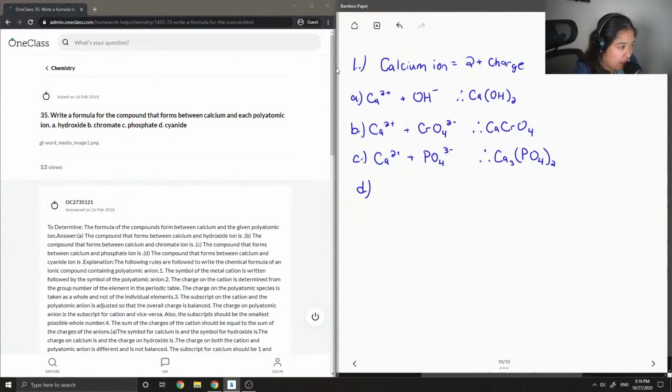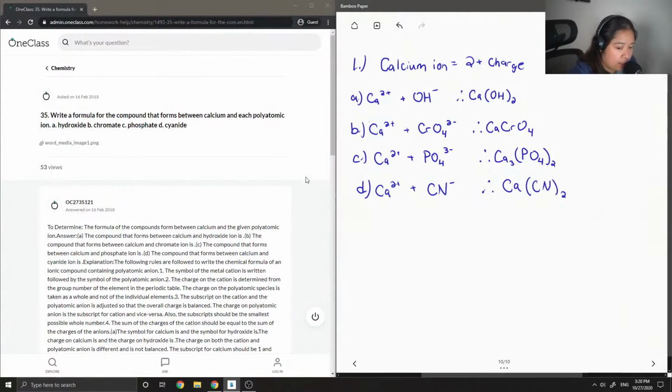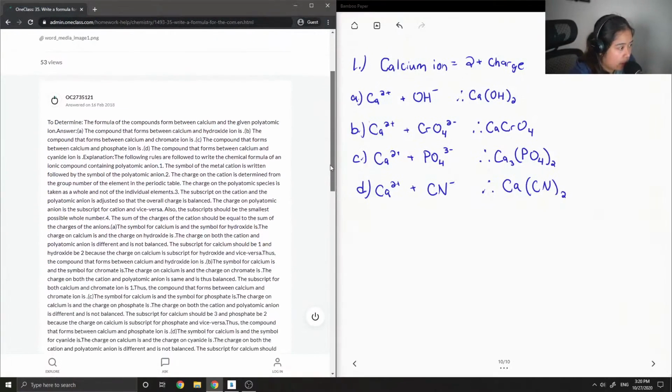And then for D, let's do calcium. And the formula for cyanide is just CN-, so it just has a single -1 charge, so we need 2 of those ions to get calcium CN2. So let's look at the answer from our junior tutor.